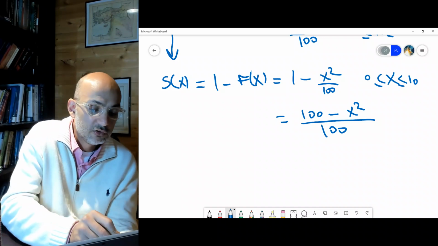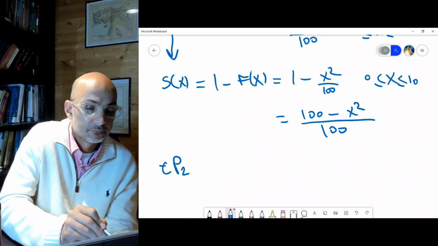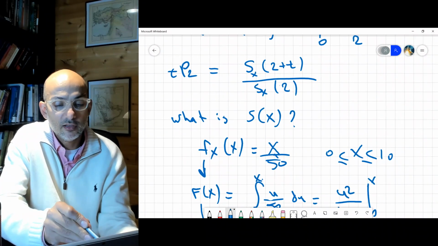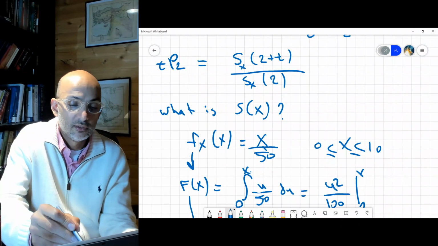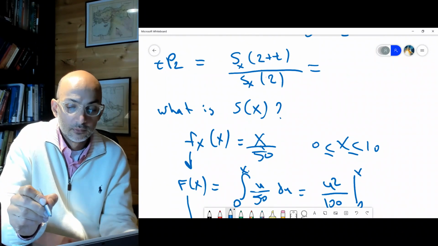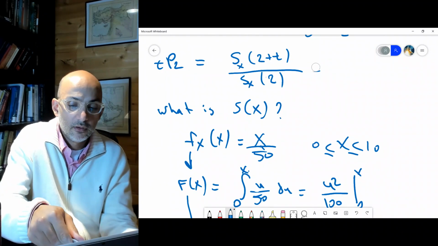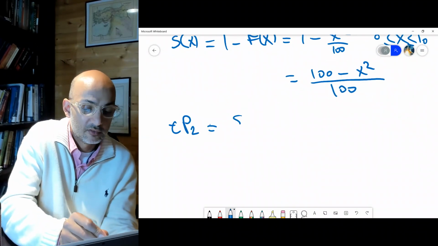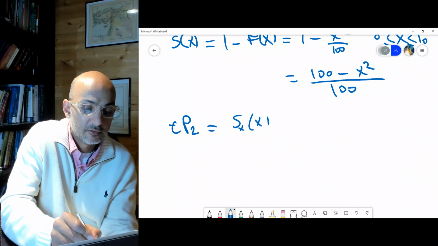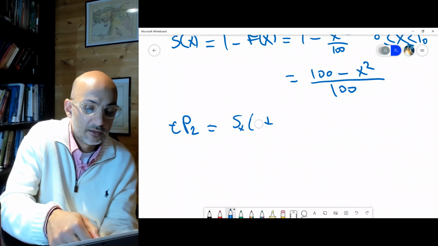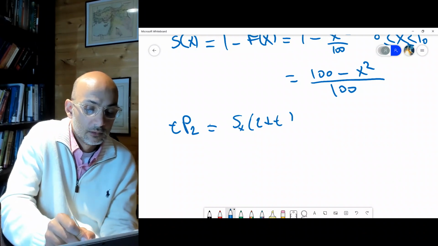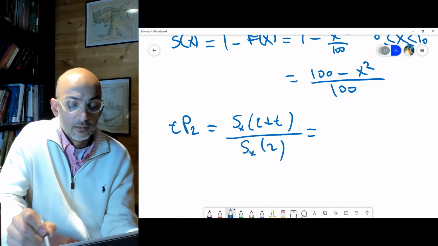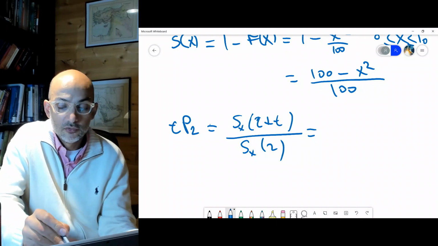But now let's go to tp2. It's already here, s of x plus 2. Let me do it again one more time, right? It's s of 2 plus t divided by s of 2. So let's now plug in 2 plus t into x squared, right?